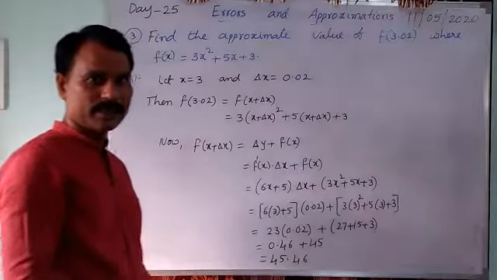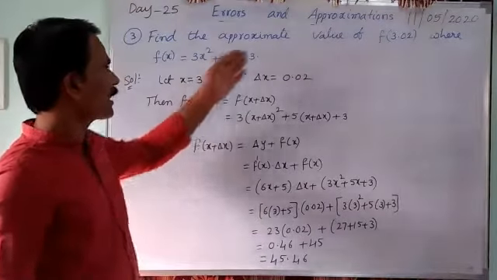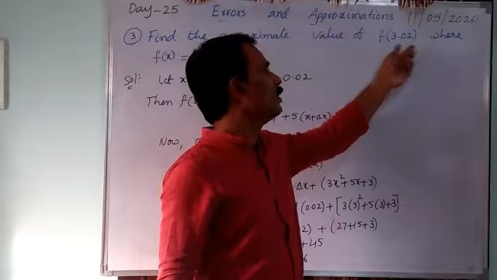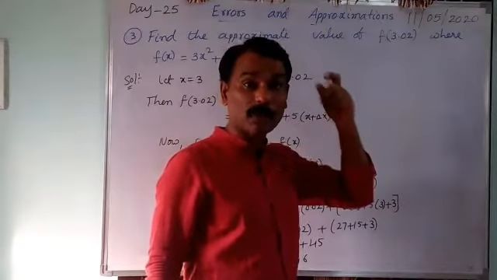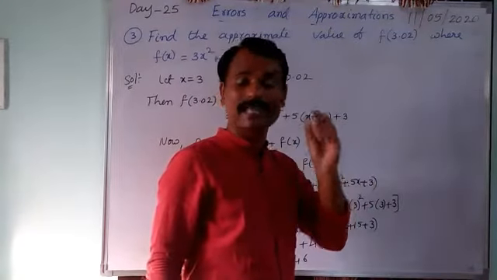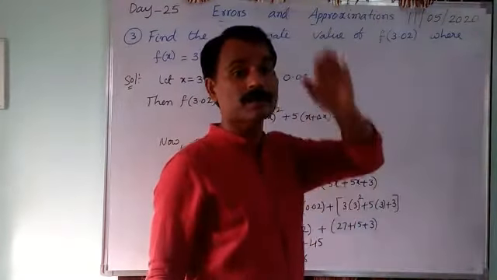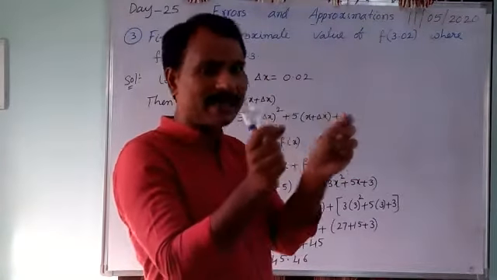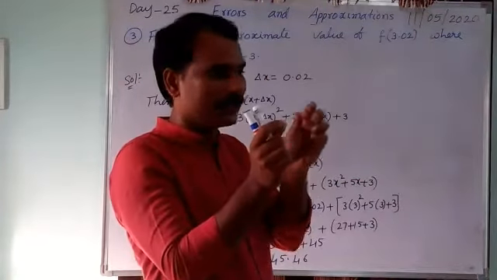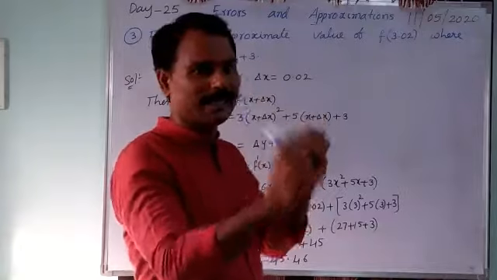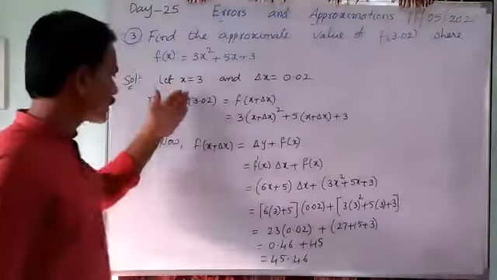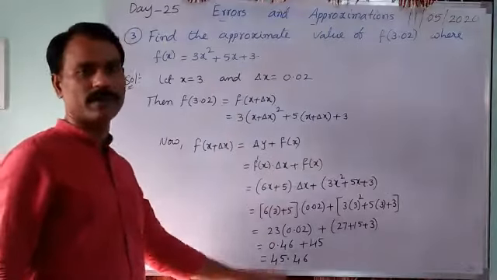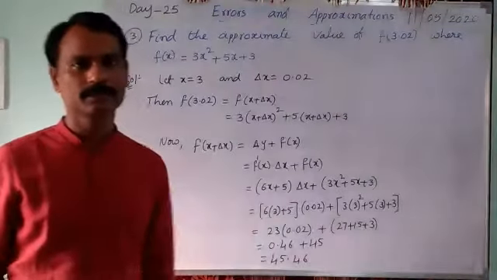45.46. Here, guys, I simply wrote it because he directly mentioned f of 3.02. Whatever problem is given, he will not give the x value. He will give the x plus delta x value. In that x plus delta x, we should separate which is the x part and which is the delta x part. By that, understand it. This is our formula. By using the formula, find out and simplify. We can get the answer.